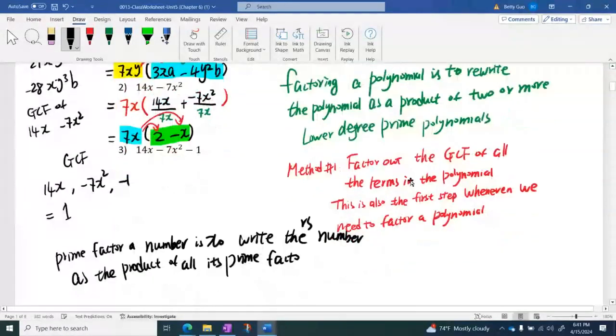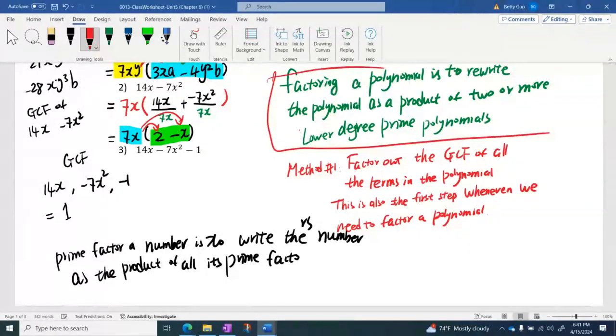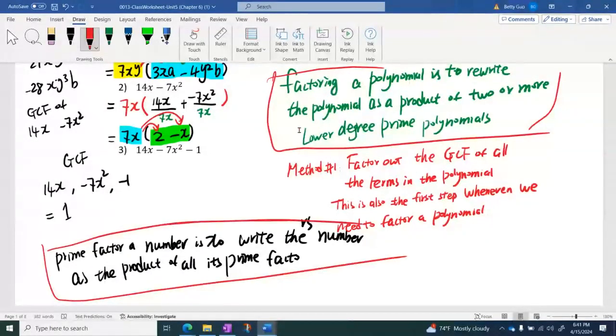And we are going to compare this with this. One I wrote in blue, the other is in black, right? The blue paragraph describes the process of factoring a polynomial. The black paragraph describes the process of prime factoring a number. So compare the two processes. Try to see the similarities between the two processes.